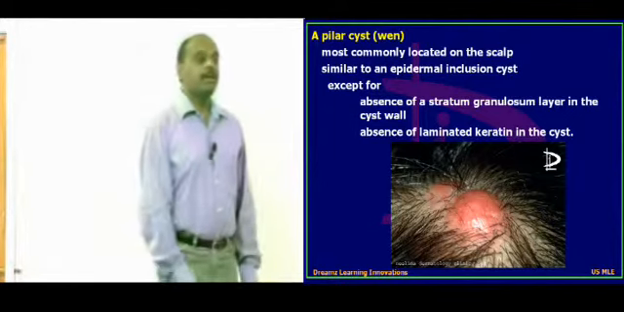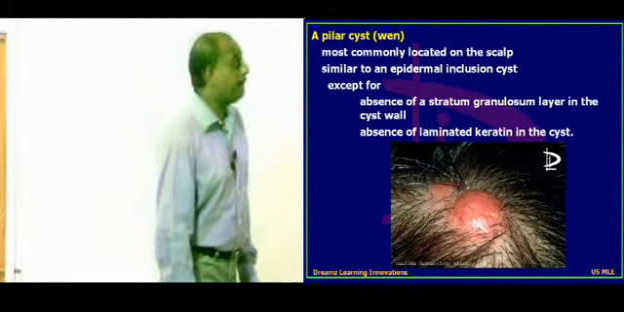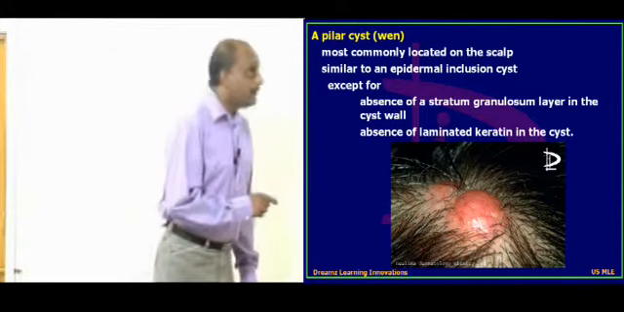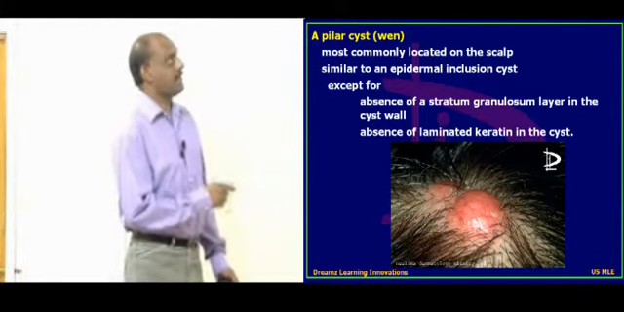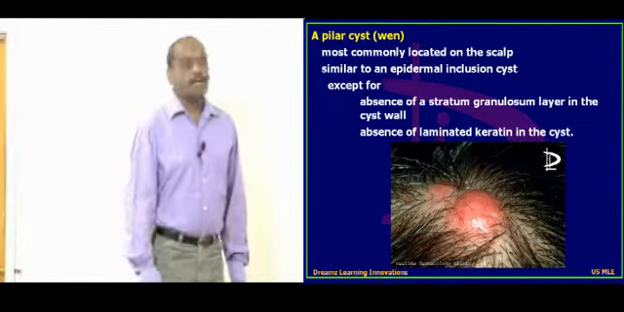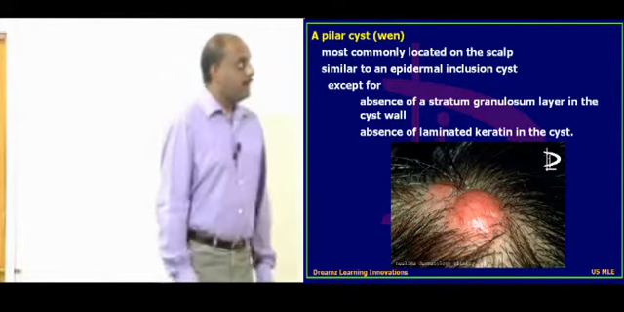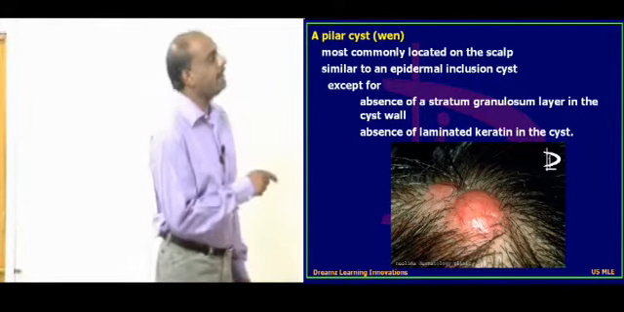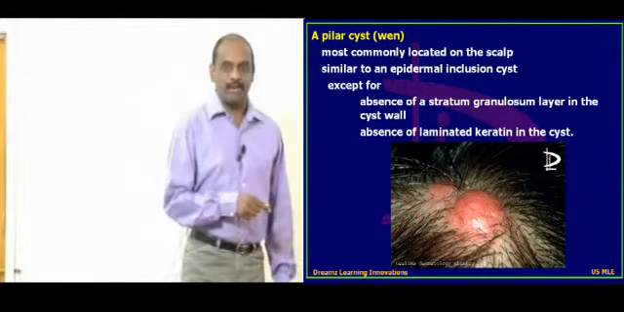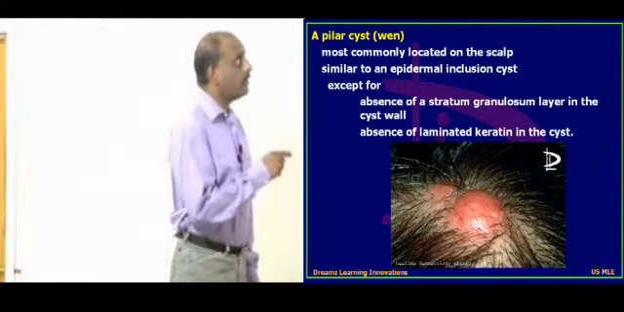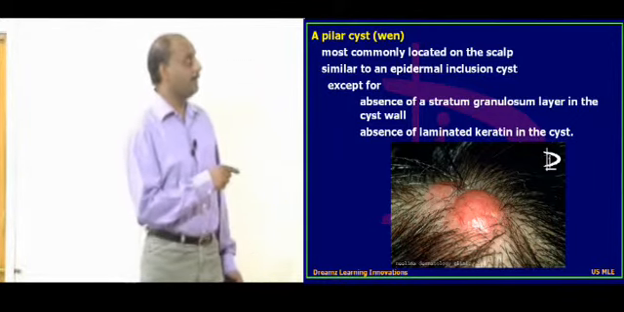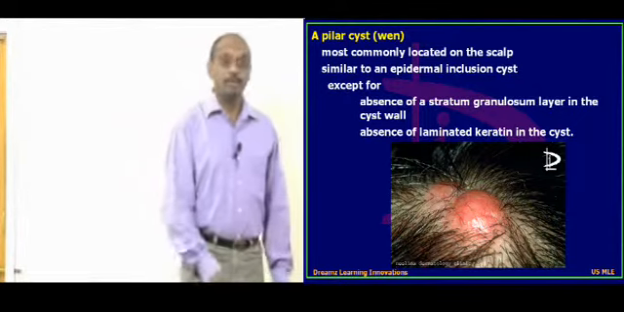inclusion cyst. Now let us talk about another cystic lesion called pilar cyst, which is otherwise called wen. So typically it is the scalp on which this pilar cyst will be developing. It is also similar to the epidermal inclusion cyst. Only thing is there are two differences. There is no stratum granulosum layer in the cystic wall, and there is no laminated keratin within the cyst, unlike the inclusion cyst. Except for those two differences, typically scalp is the area where the pilar cyst will be developing, is what you need to basically remember.